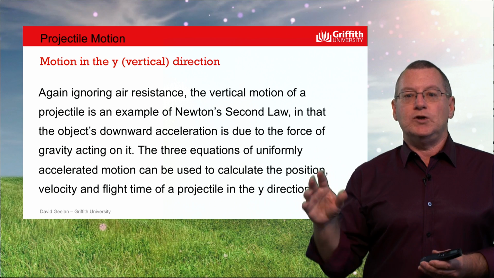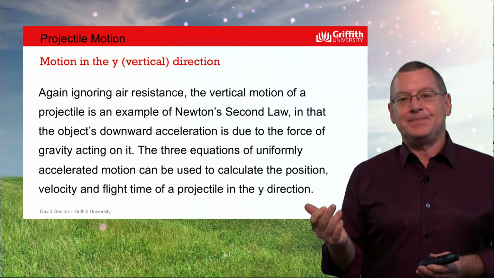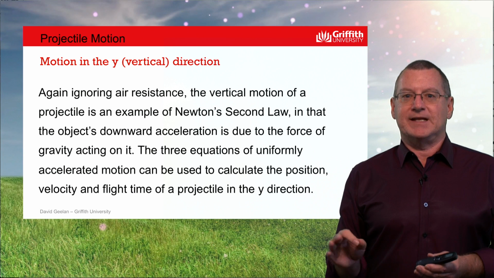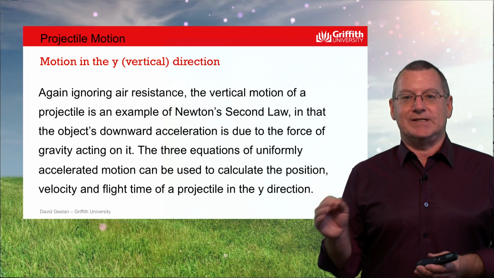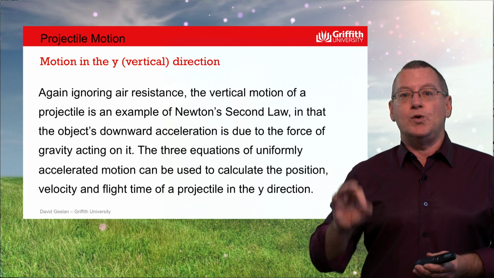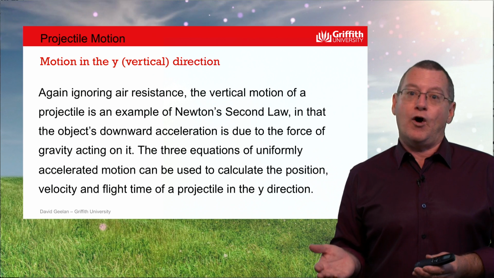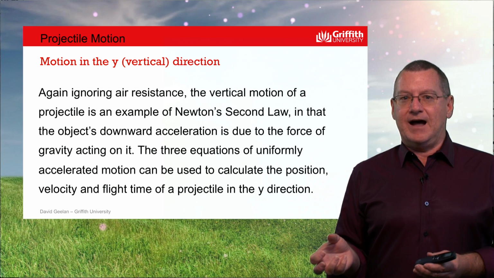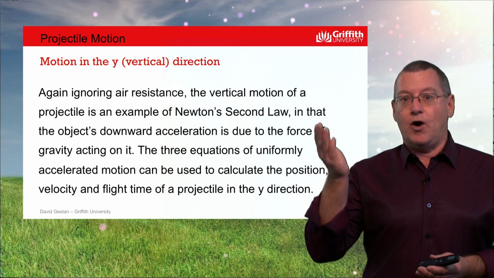So we can use the equations of uniformly accelerated motion. Remember from a couple of weeks ago, v equals u plus at, v squared equals u squared plus 2as, s equals ut plus a half at squared. You will have used those a few times. We can use those to calculate because you've got uniformly accelerated motion. The acceleration is always 9.8 on Earth. If we were on the moon, it would be about a sixth of that, so just under 2.